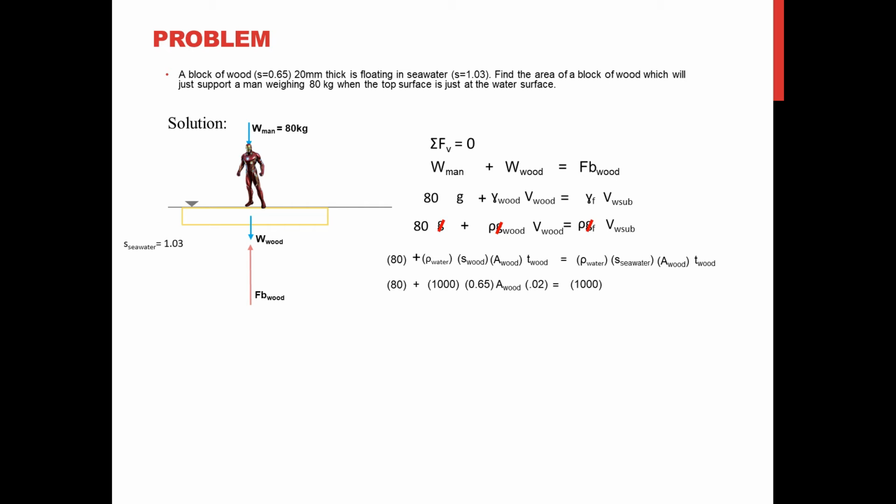So we substitute the rho for water in the right hand side of the equation. The specific gravity of seawater is 1.03. The area of wood is unknown. Likewise, we have the same thickness of the submerged portion, 0.02. So in here, we have a common unknown, area of wood. By manipulation, we can compute area of wood to be equal to 10.53 square meters. So this is the answer to this problem.